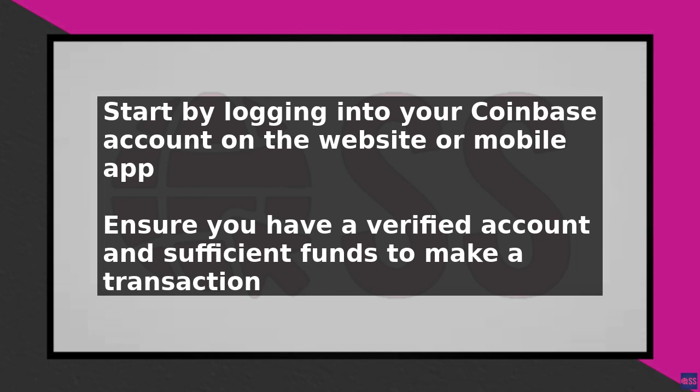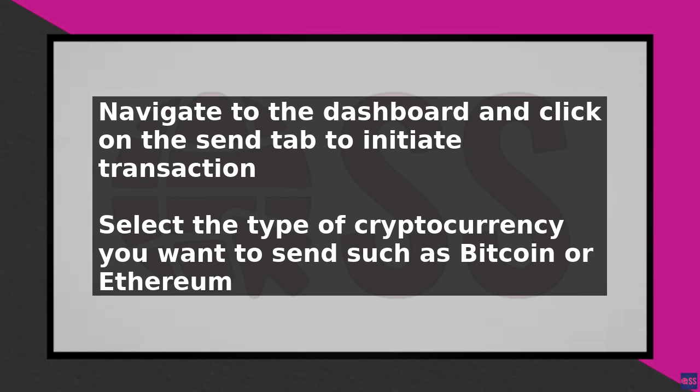Then select the type of cryptocurrency you want to send, such as Bitcoin or Ethereum. Enter the recipient's cryptocurrency address, which can be found in their Coinbase account or cryptocurrency wallet. It is crucial to double-check the recipient's address to avoid sending cryptocurrency to the wrong person, as transactions are irreversible.